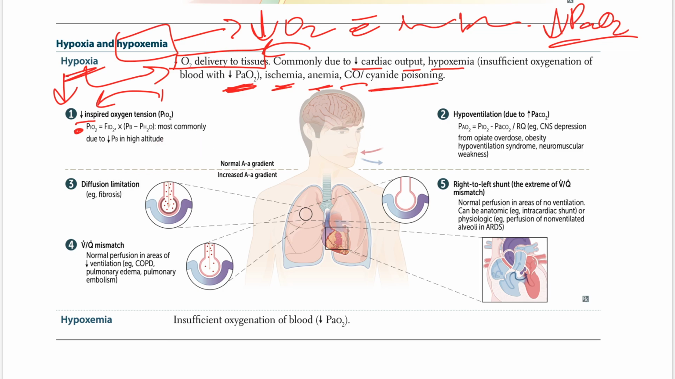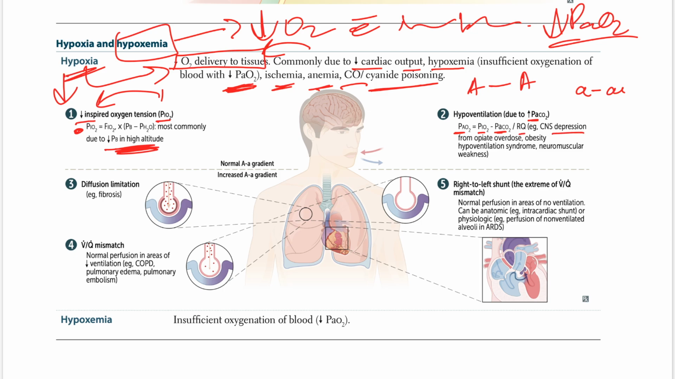So high altitude is one of the causes that would decrease the PiO2. Now, hypoventilation due to increase in PaCO2 would also lead to hypoxia. So let's read how. PAO2, which is your partial pressure in the alveoli. Big A is for alveoli, small a is for artery. So here, big A, alveolar O2 equals PiO2 minus the arterial CO2 divided by RQ.